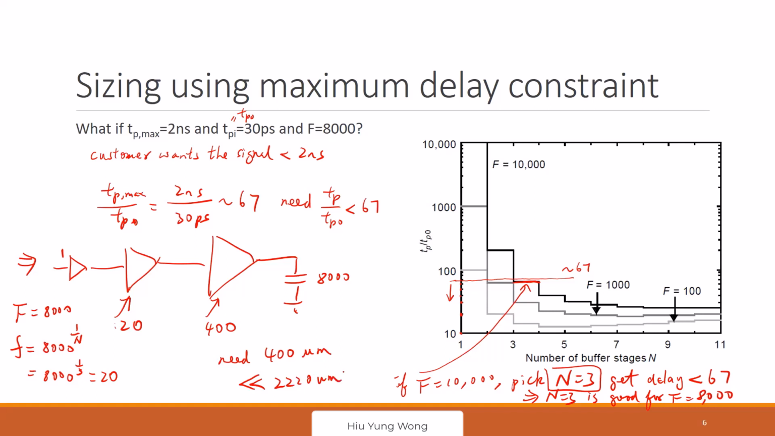Okay. So this is not a very good example, but the point is that you don't over design, right? When the customer asks for 2 nanosecond delay, don't go back to, oh, I need to minimize the delay. You don't need to. You only need to meet the criteria plus the variation.